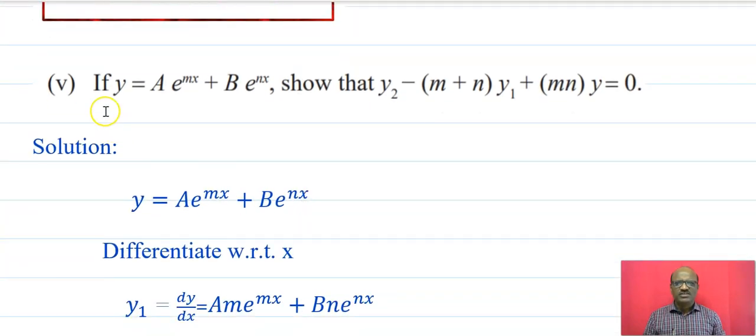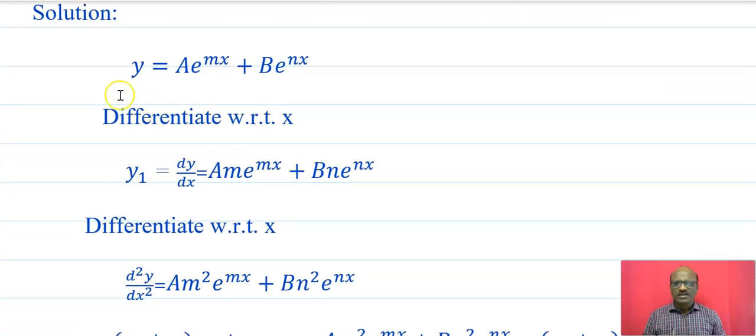Now the next question: if y is equal to a into e raised to mx plus b into e raised to nx, then show that y2 minus (m plus n) into y1 plus mn into y is equal to 0. Now differentiate this again with respect to x.